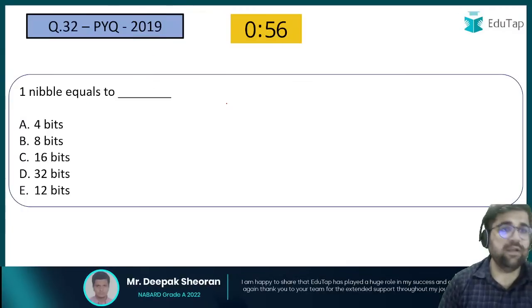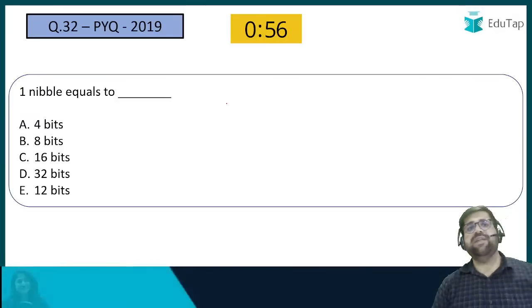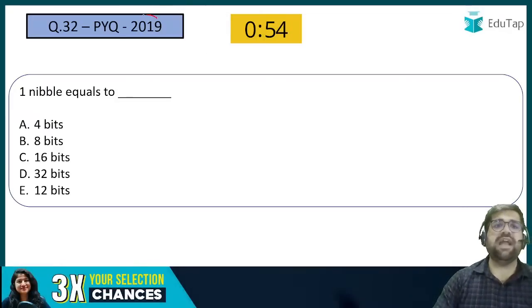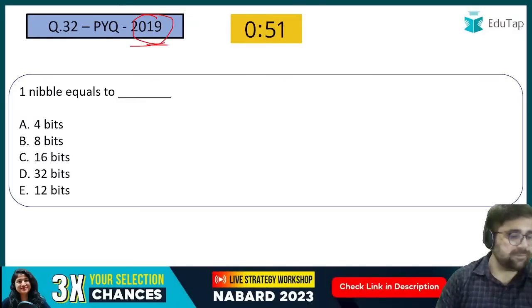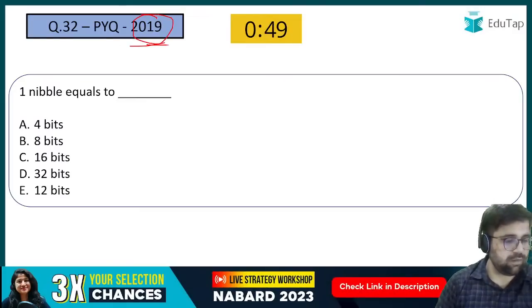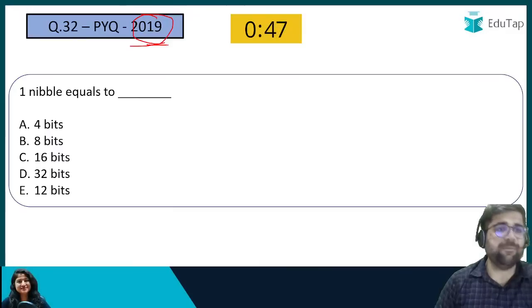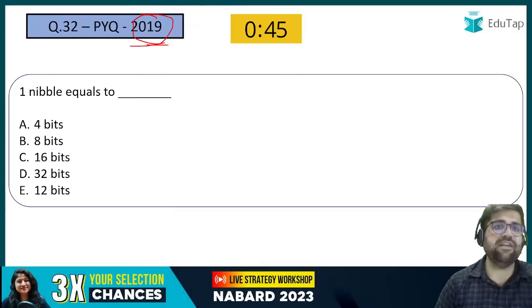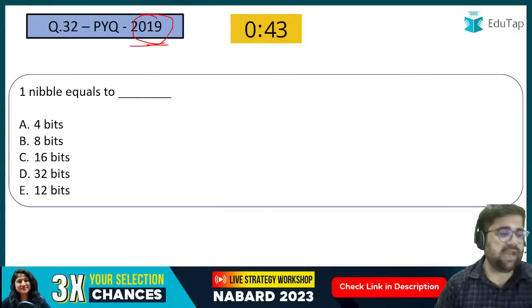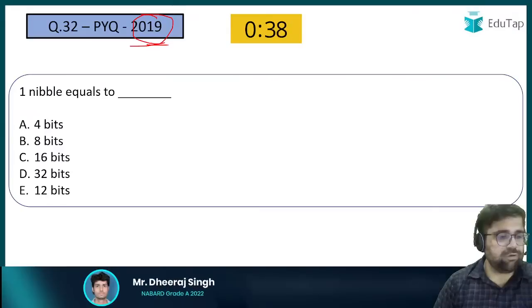Cool. Chalo, question number 32. Now we are moving to memory. Now I am taking one question from the 2019 previous year questions. Chalo. Question number 32, a previous year question taken from the year 2019.